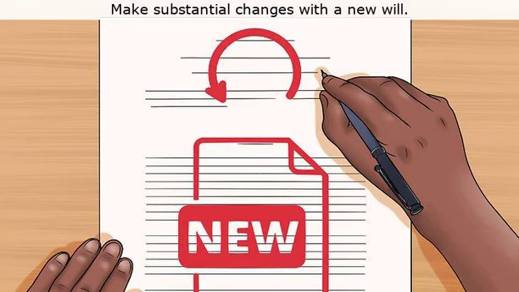Step 4. Make substantial changes with a new will. Substantial changes should be made via a new will. It is not uncommon to replace a will if the first will is made at an early age. Your children will grow. You may divorce and remarry, or your financial situation could change drastically, any of which would require such substantial changes that only a new will is appropriate.